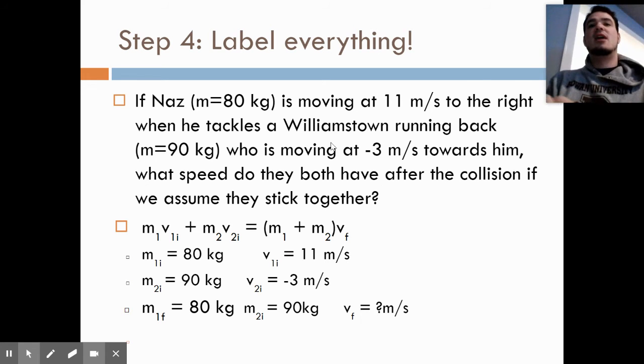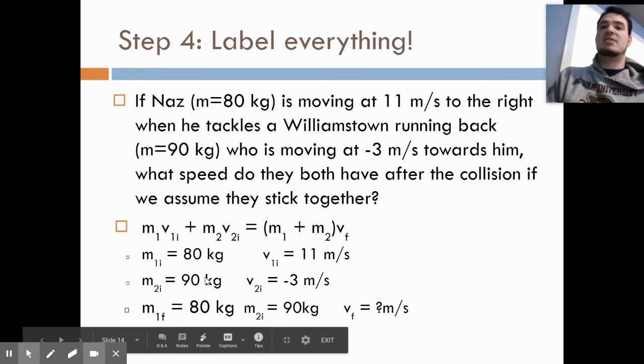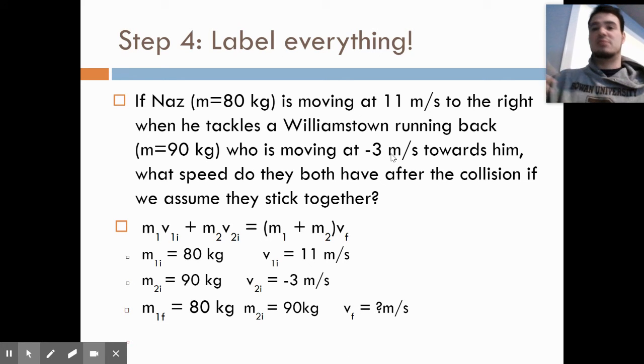And it is Naz, we have equals 80. That's mass 1. We have velocity 1 here, and this is all initial. This is before they collide. And then we have the Williamstown running back, which we call M2. And then we have 90, and then a velocity of -3 meters per second towards him. So they're going towards each other. At the end, they're going to combine.